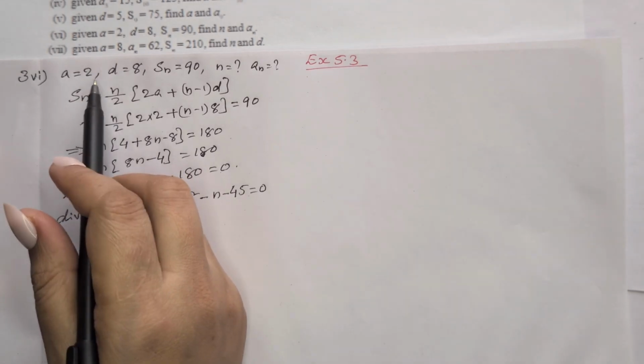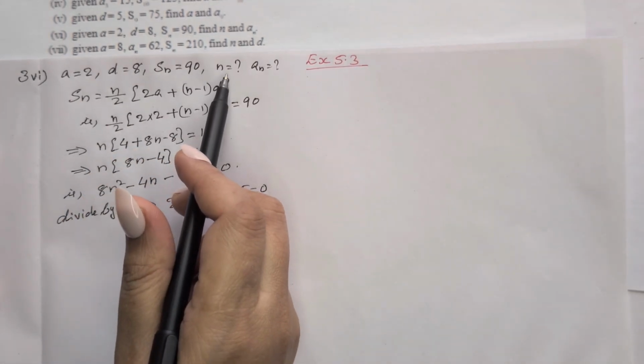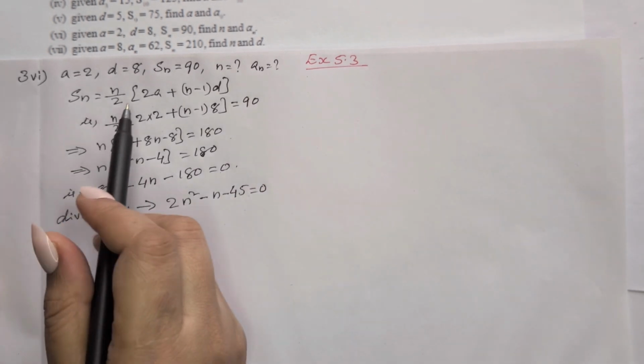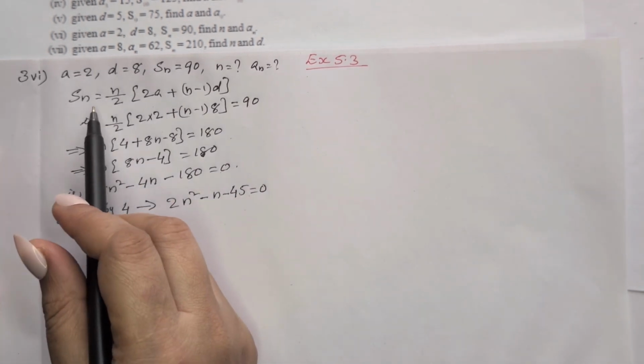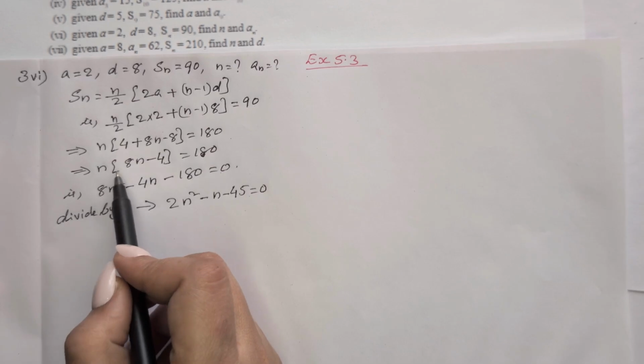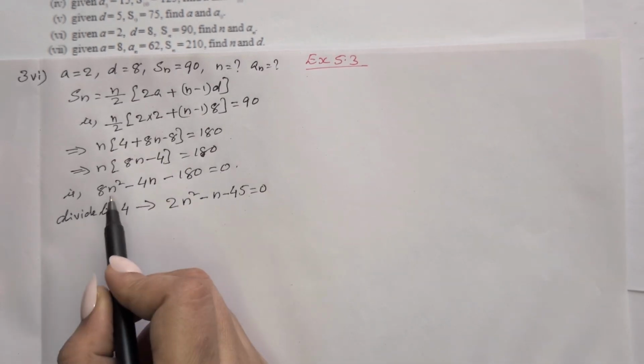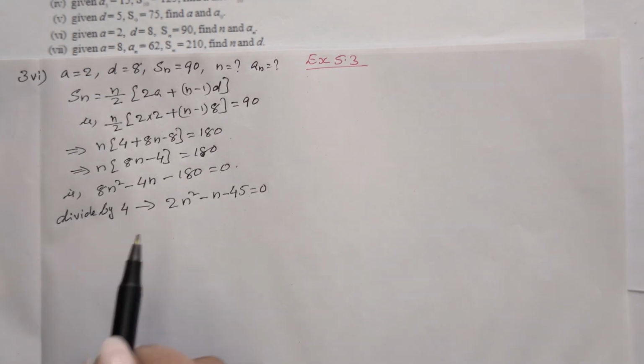Sixth one: a is equal to 2, d is equal to 8, Sn is 90. First we have to find n and then an. Put the values in the sum formula. Here we will get n into 8n minus 4 is equal to 180. From that, a quadratic equation form.